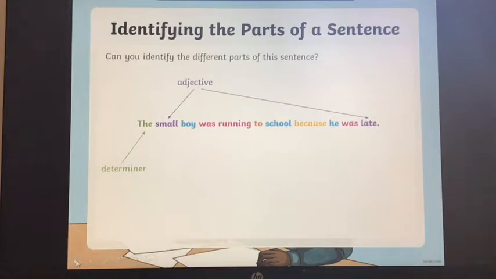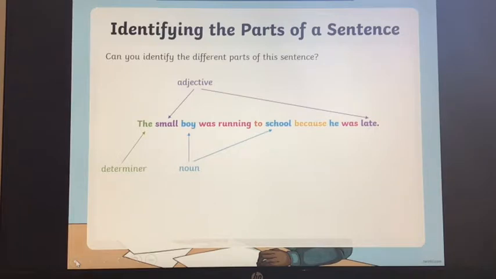Okay, number 3. There are 2 nouns in this sentence. Can you find them? Did you spot that it was boy and school? Nouns are the name of something. It can be an object, it could be an abstract idea.